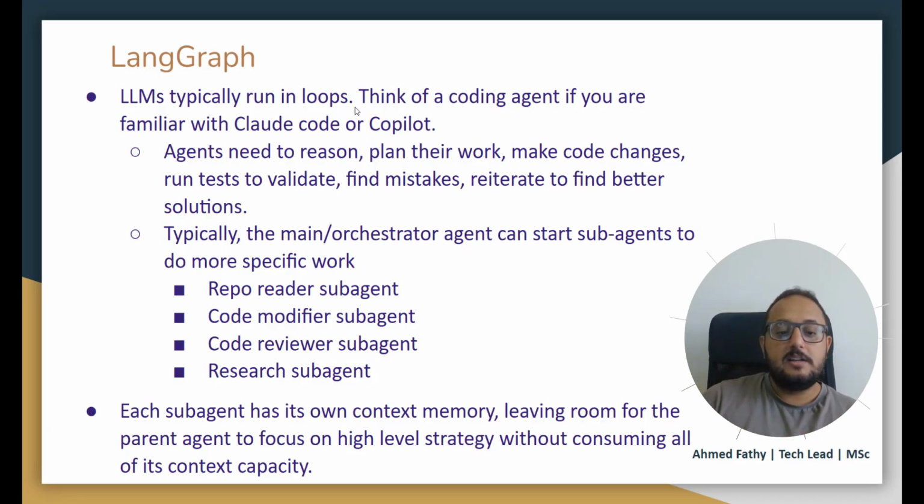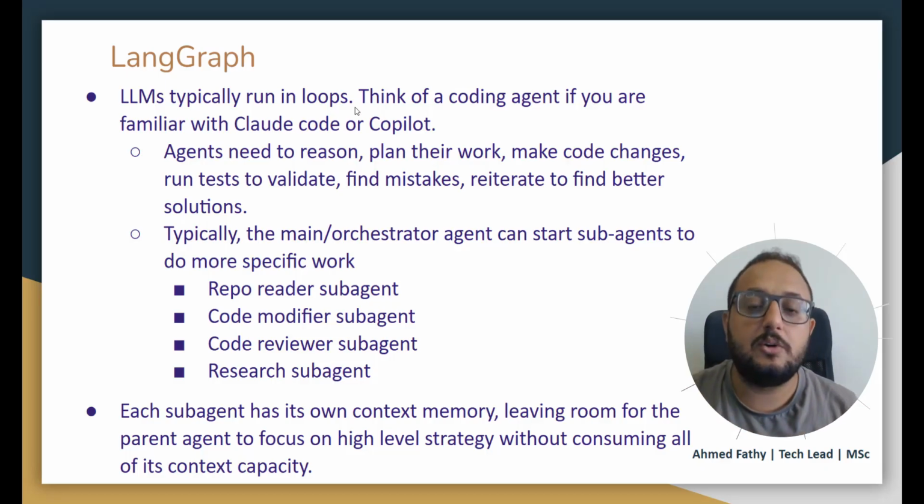So agents need to reason, plan their work, make code changes, run tests to validate, find mistakes, and then reiterate to find better solutions, and so on, right? So typically the main or the orchestrator agent can also start sub-agents to do more specific work, and we'll talk about sub-agents a lot in this course.